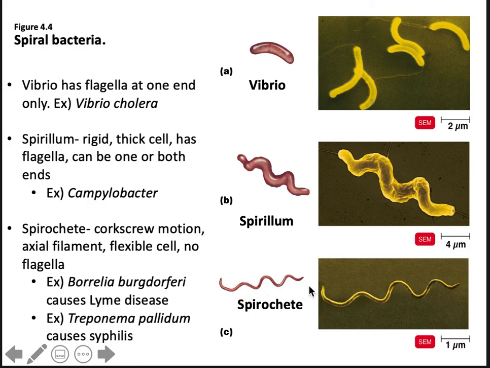This is a very flexible cell. The cell itself moves a lot. So this one stays intact as is, and the flagella just move it around, whereas this one actually constantly changes the shape of its body to move. So this is kind of worm-like, whereas this is just being propelled, moved around. Okay. Common examples of spirochetes: Lyme disease, Borrelia burgdorferi, and Treponema pallidum, which causes syphilis.